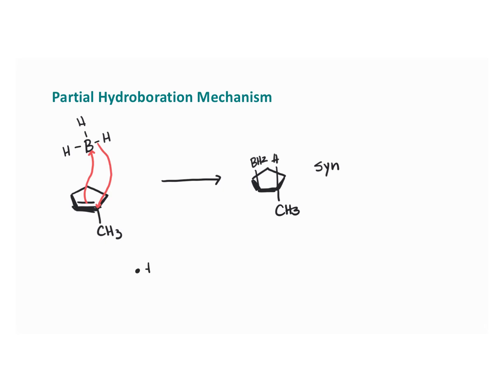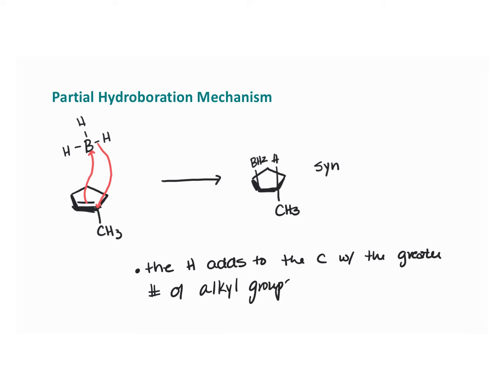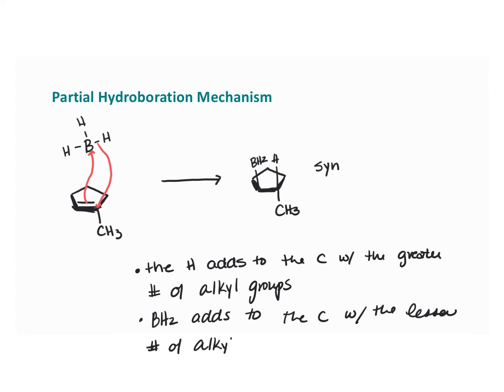Now, the hydrogen adds to the carbon with the greater number of alkyl groups, right? Whereas the BH2 adds to the carbon with the lesser number of alkyl groups.